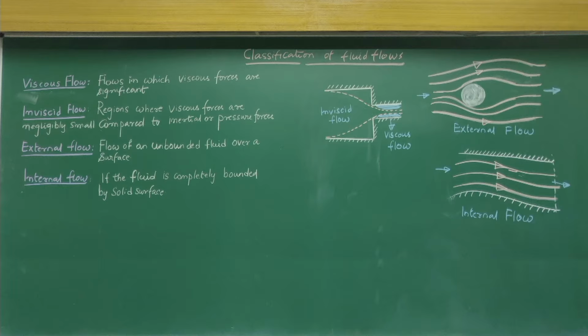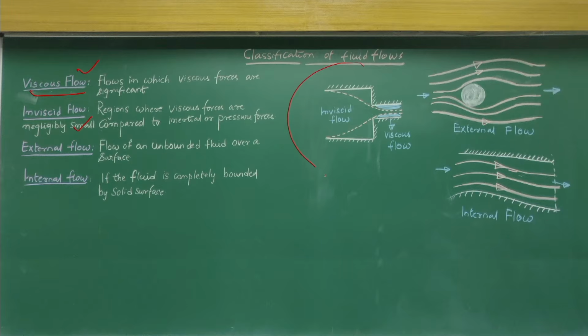So, when the flow resistance is dominant or significant, we call it viscous flow. But there are regions where the viscous force may not dominate, or is comparatively less as compared to other force components. Those regions we can talk about as inviscid flow.